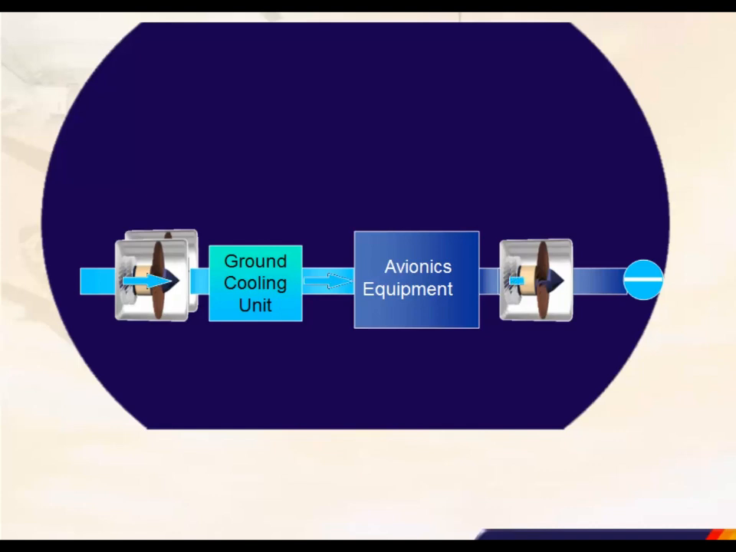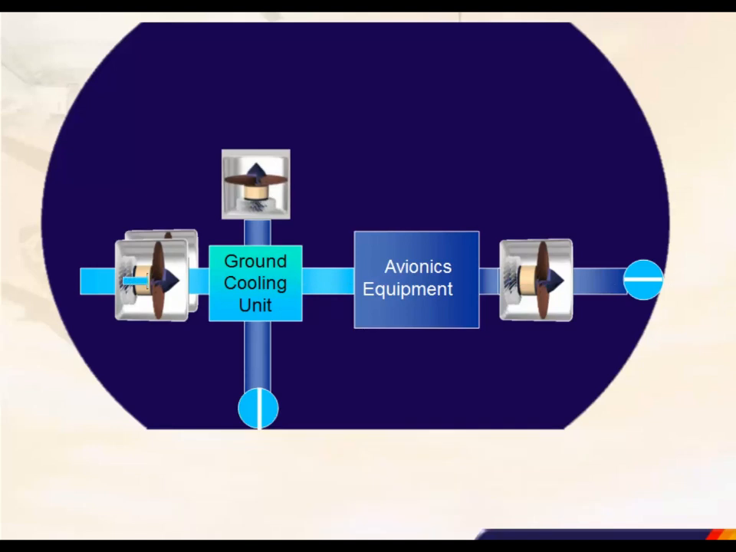An avionics ground cooling unit is installed to ensure the cooling of the avionics in case of extremely hot air outside. The cooling system is integrated into the avionics ventilation system but operates independently.